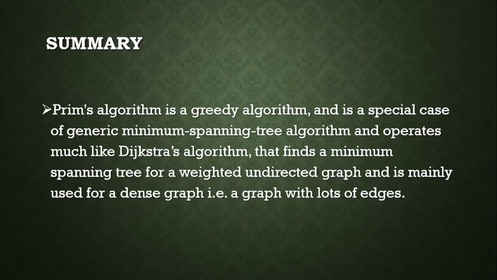So the summary is that Prim's algorithm is a greedy algorithm and is a special case of the generic minimum spanning tree algorithm, and operates much like Dijkstra's algorithm. It finds a minimum spanning tree for a weighted undirected graph and is mainly used for a dense graph with lots of edges.